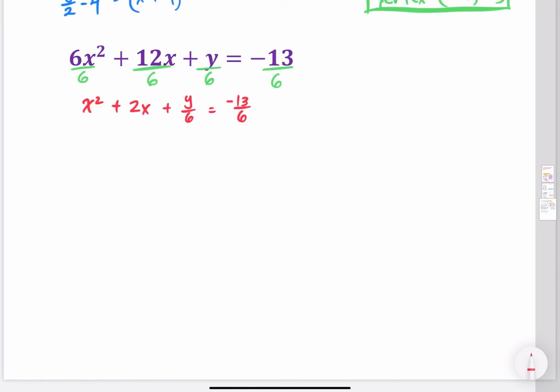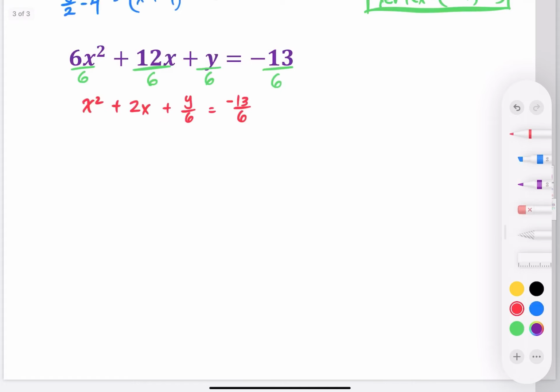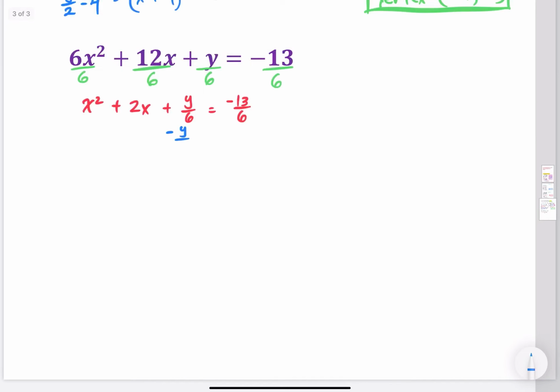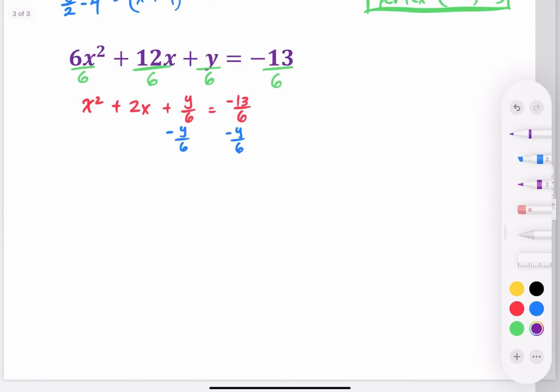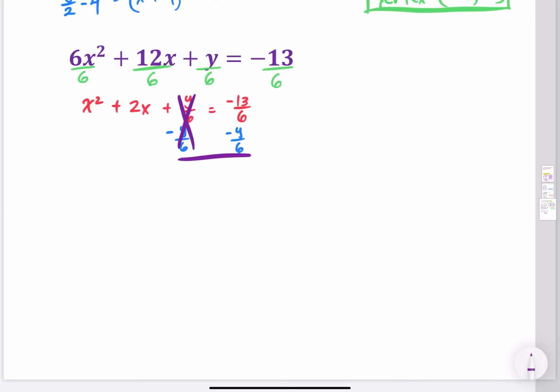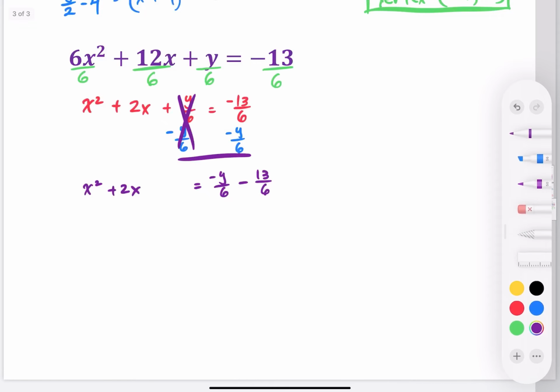Now, we also need to go ahead and make sure that our x squared and our x is isolated from everything else. So that means I got to get rid of that y over 6. So I'm going to subtract y over 6 on both sides. And that way, the y over 6's on the left will cancel each other out, leaving us with x squared plus 2x is now equal to negative y over 6 minus 13 over 6. Now, you always want to write the variable first, and that's why I put that negative y over 6 on the left.